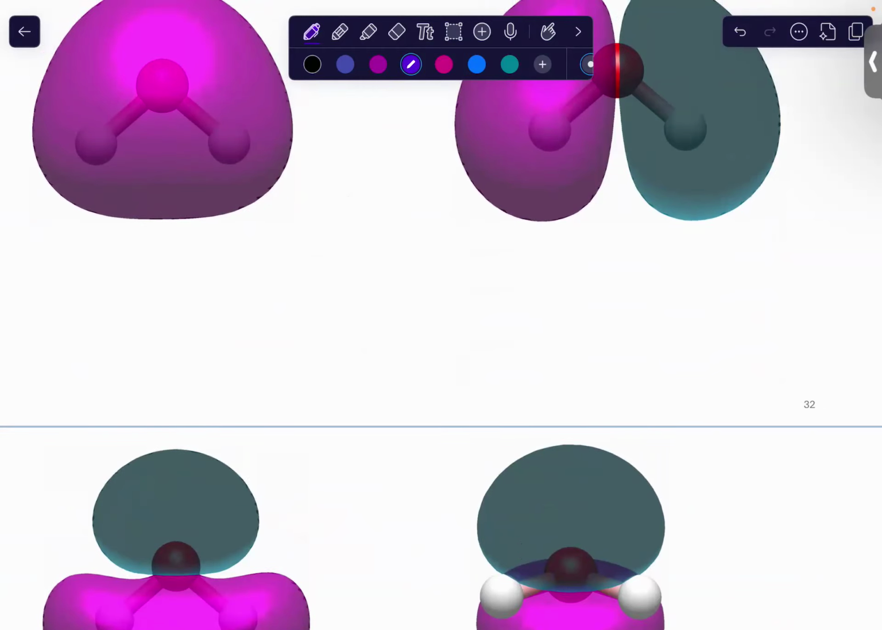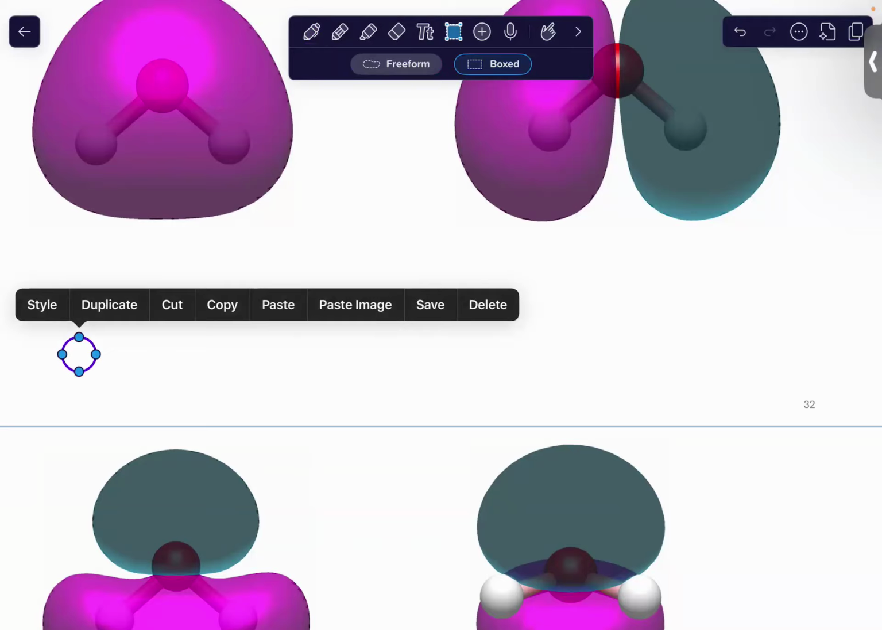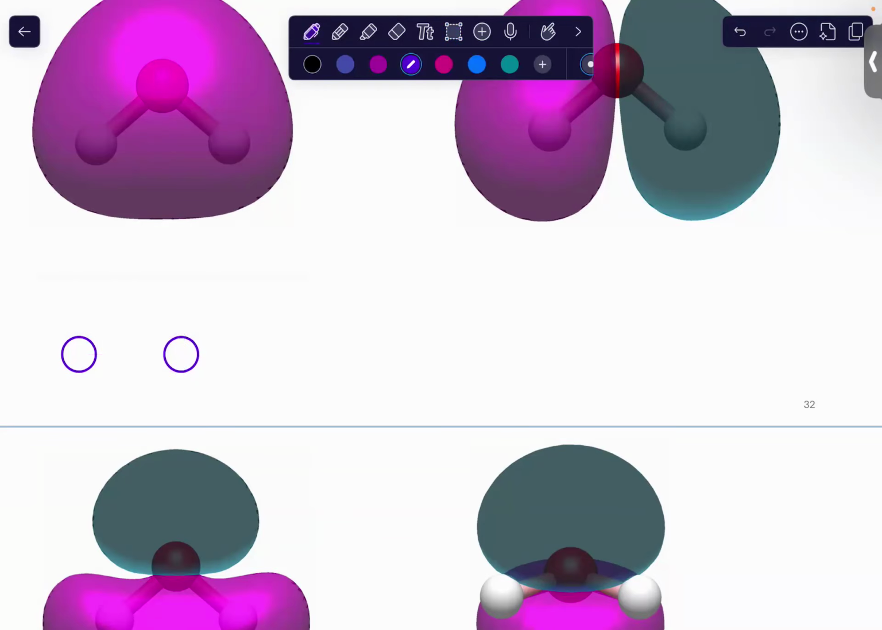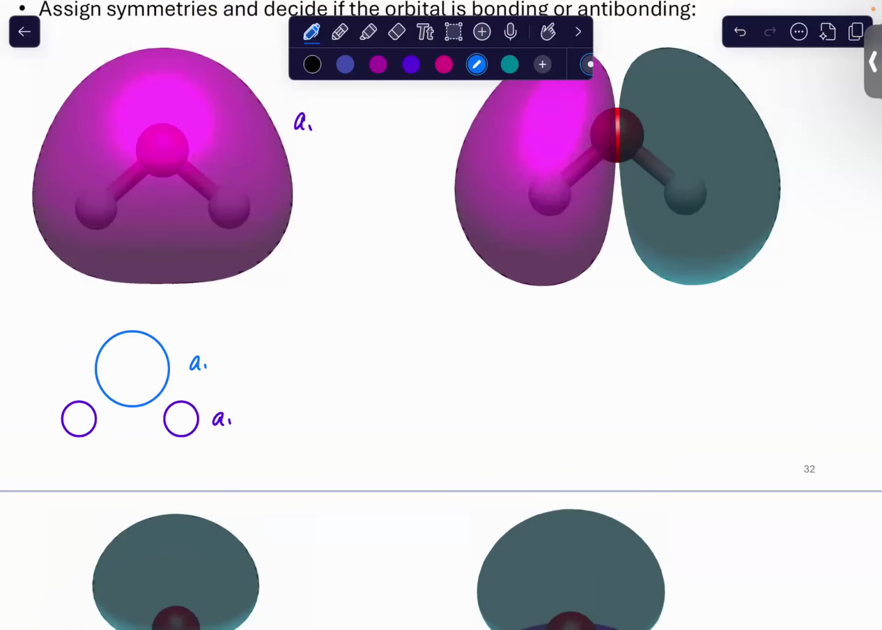Right. So let's see. We're going to get our LGO1. Then we're going to put in the 2s of the oxygen. And those two are going to combine. And so that's going to be an A1 mixing with an A1. And what we end up with is this overall sigma bonding character. Now let's look at the next one.